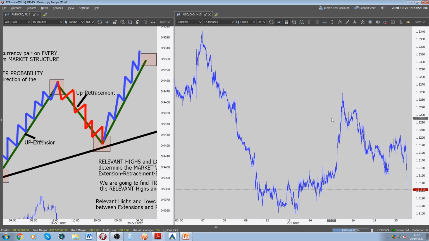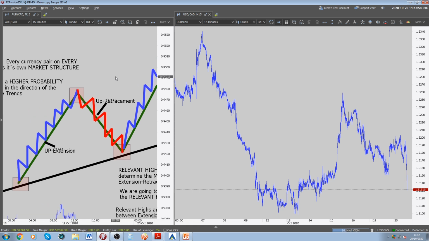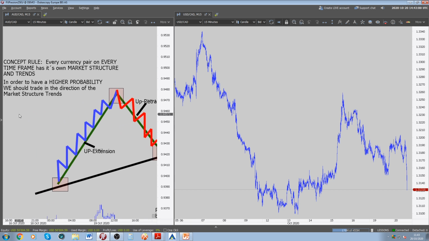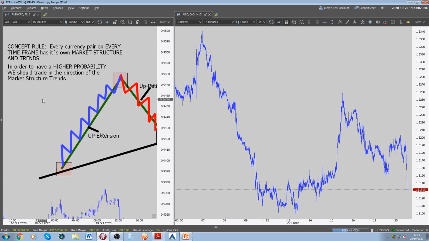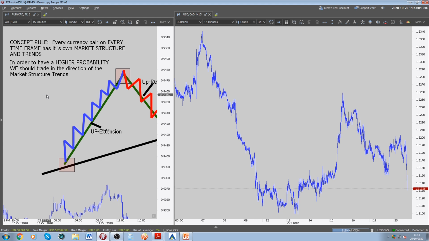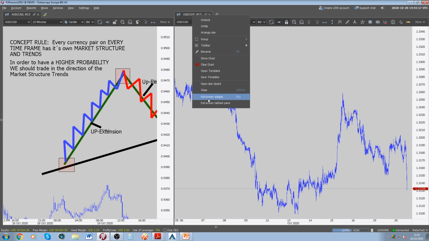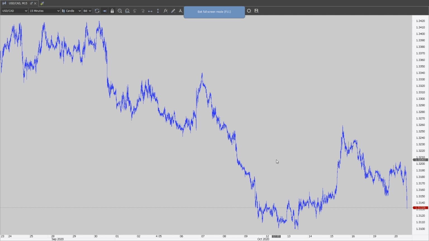Should we go long or short? USD CAD 15-minute chart, should we go long or short? Remember, it's a concept rule. In order to have a higher probability, we should trade in the direction of the market structure trends. You know? And this is the USD CAD 15-minute chart. Should we go short or long?